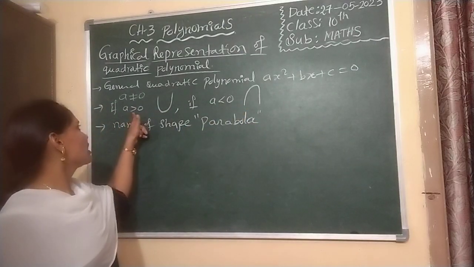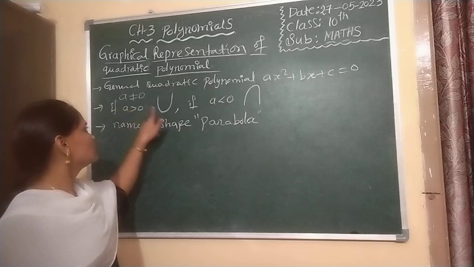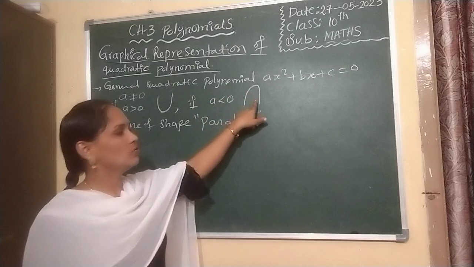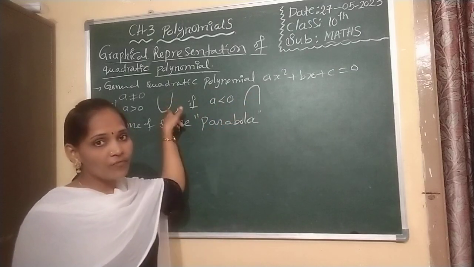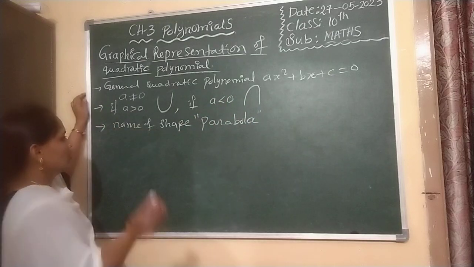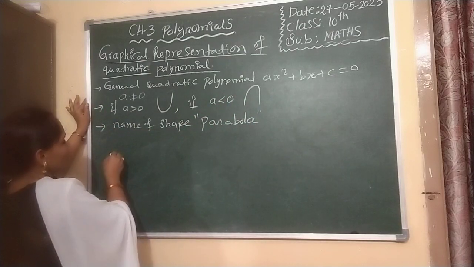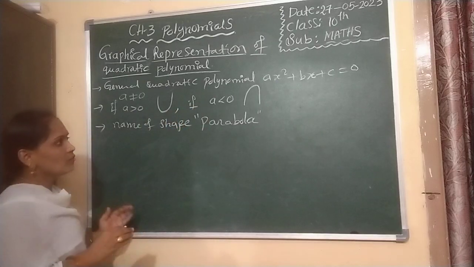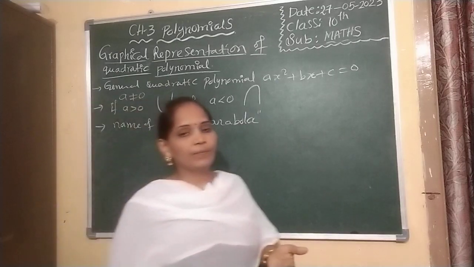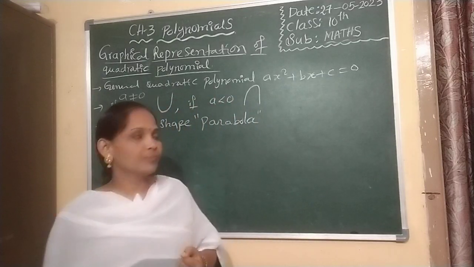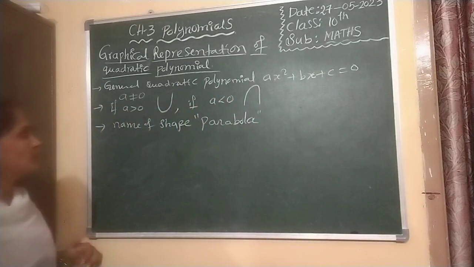It depends on the condition. If a is greater than 0, upward parabola. If a is less than 0, downward parabola. We can call them upward and downward. Now one example I will explain: graphical representation of a quadratic polynomial. Let us see that.